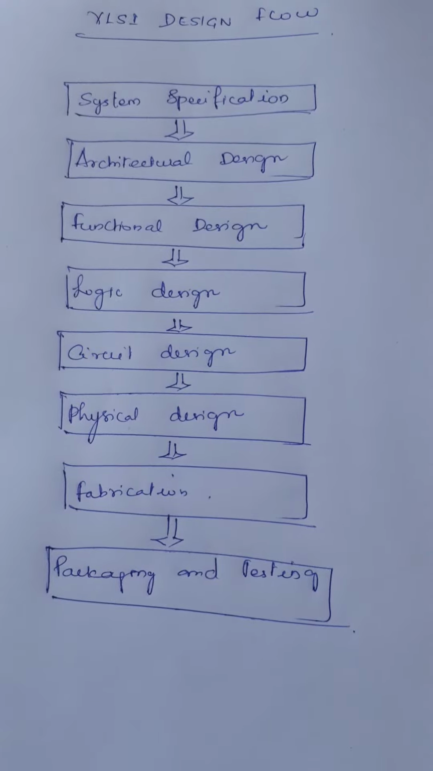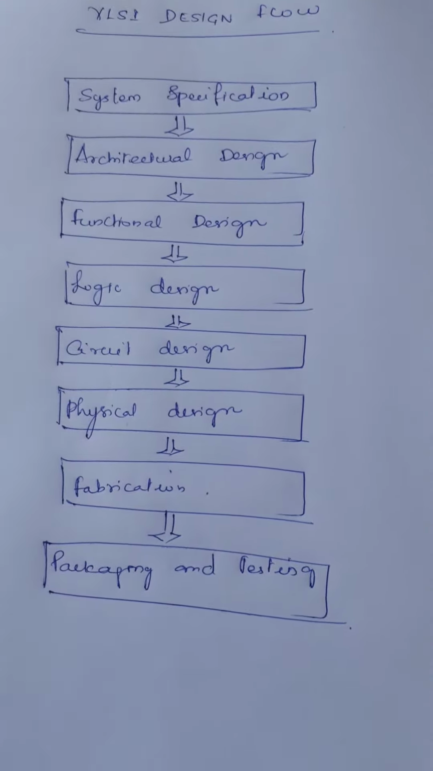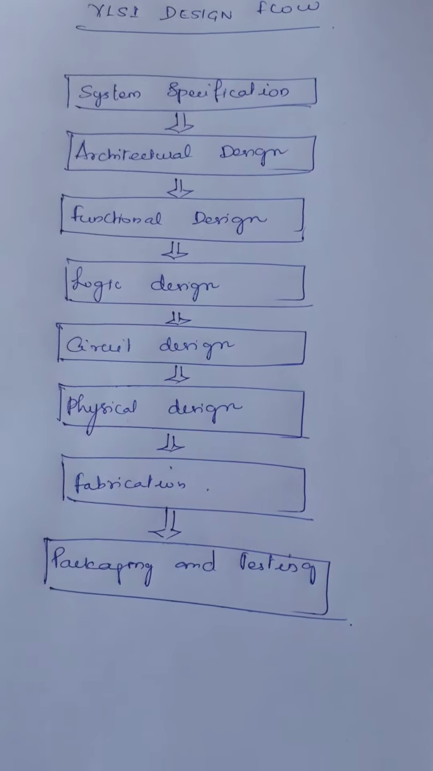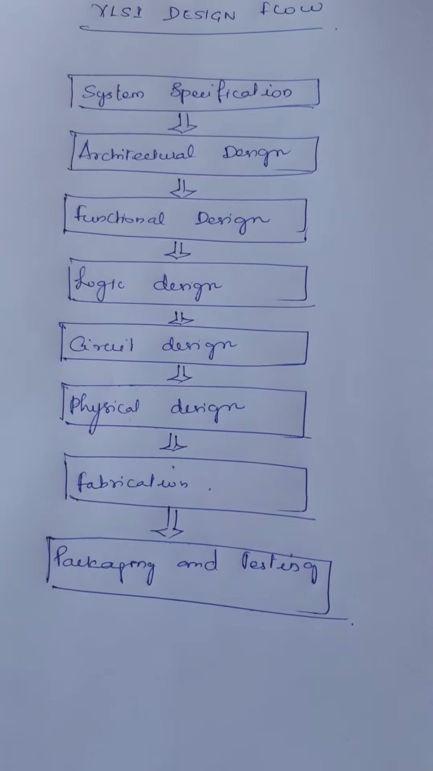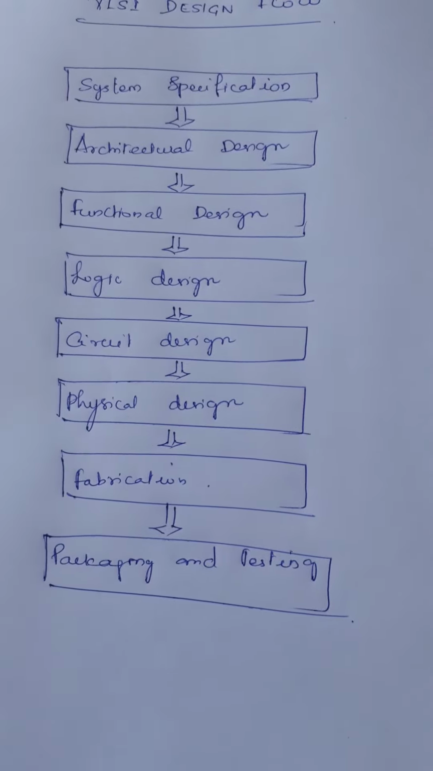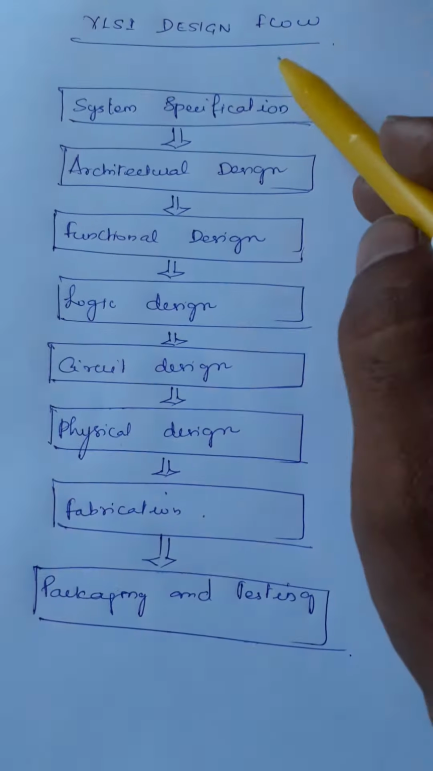So there are 8 steps. First one is the system specification and architectural design, functional design, logic design, circuit design, physical design, and fabrication, and at last the packaging and testing. So first thing we are going to see is the system specification.